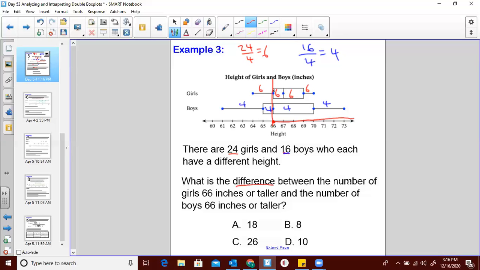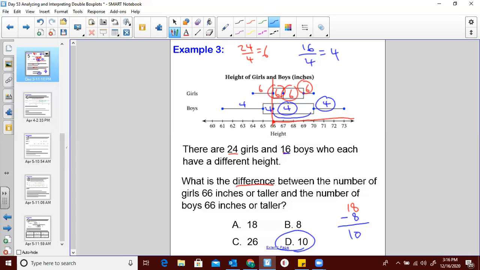girls, it looks like we have 6, 12, a total of 18. And then boys, we have 4 and 8. Right, so we're just going to subtract those, get 10. Our answer is 10. Remember, we're looking at each section.